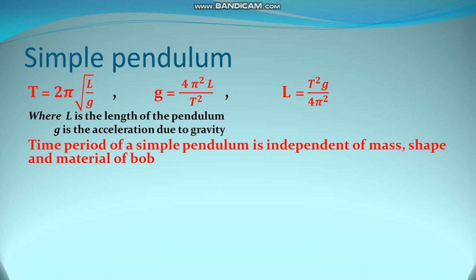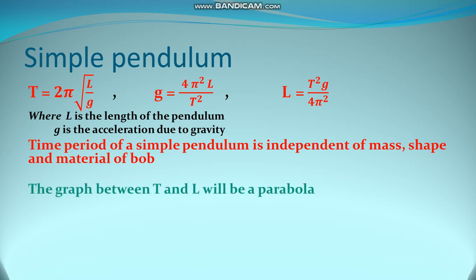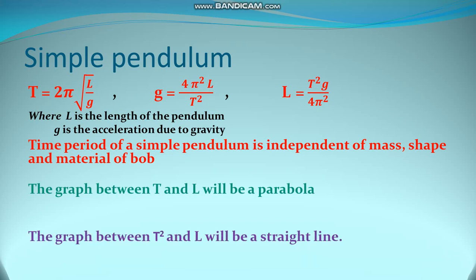See this formula. In this, the time period does not depend upon the mass, shape and material of the bob. If you plot a graph of time period versus length, we will get a parabola. Nature of graph is what? Parabola. If you plot a graph of T square and length, we get a straight line.